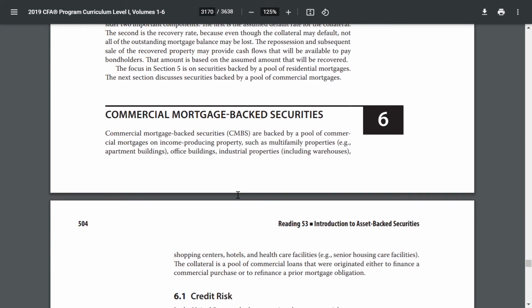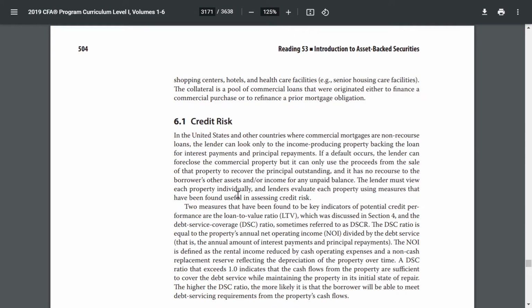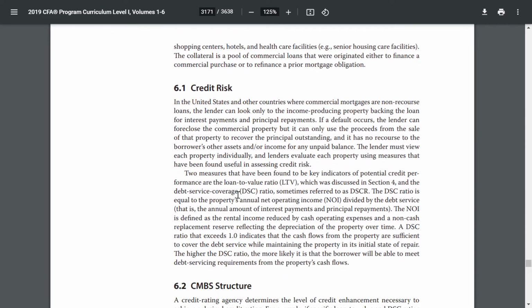Commercial mortgage-backed securities. Commercial mortgage-backed securities, or CMBSs, are backed by a pool of commercial mortgages on income-producing properties such as multifamily properties, office buildings, industrial properties including warehouses, shopping centers, hotels, healthcare facilities, etc. The collateral is a pool of commercial loans that were originated either to finance a commercial purchase or to refinance prior mortgage obligations.